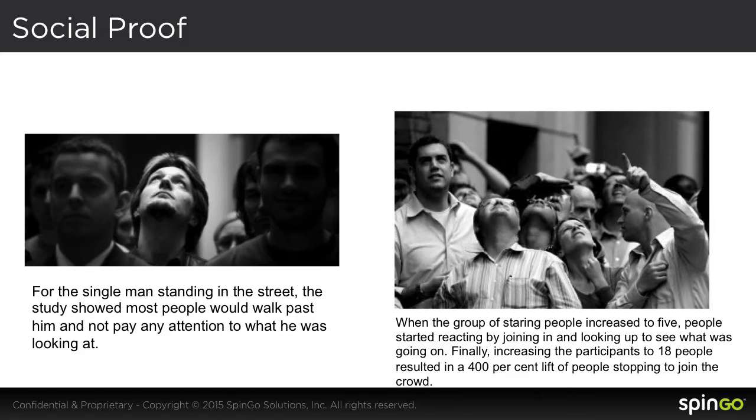But on the one on the right, when a group of people started staring and it increased to 5, people started reacting and joining in. So they started to look up as well. When the participants increased to 18 people, there was actually a 400% lift in people stopping to join the crowd. So the more people looking up, the more social proof that, hey, there's actually something in the air. Who knows what they're looking at? But if you have 5 people and then 18 people, almost the entire group provides this kind of social proof.